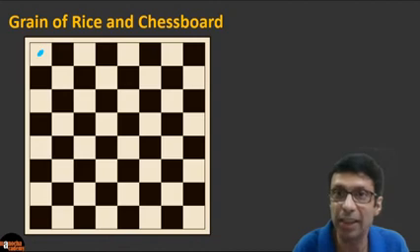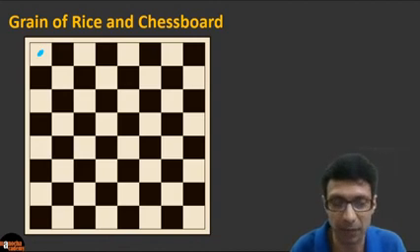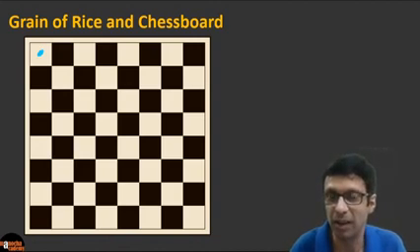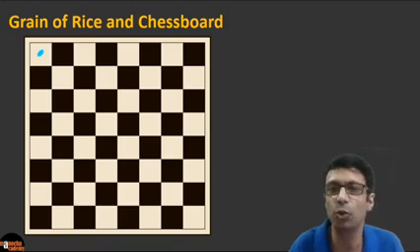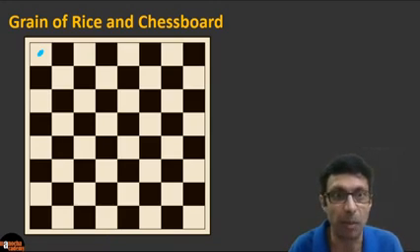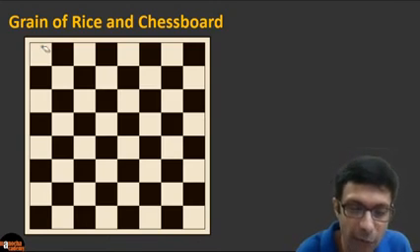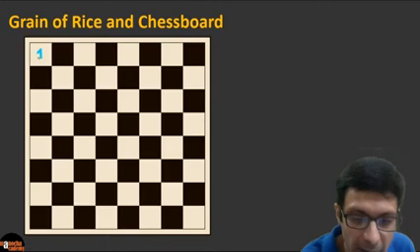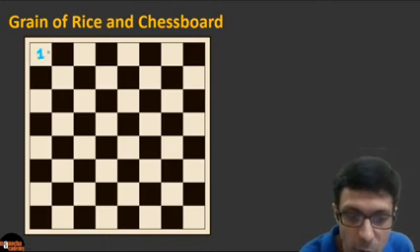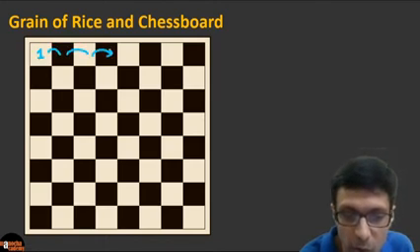And then from the next square, you double it. Okay, and again you double it. And the king said, that's very simple. I'll give you that many grains. Okay, but can you tell me if we keep doing like this? So let's say we have 1 grain of rice here. Okay, and every time we keep doubling. So as we move along, we are going to double the grains.